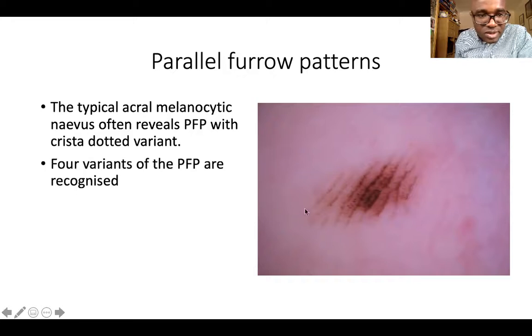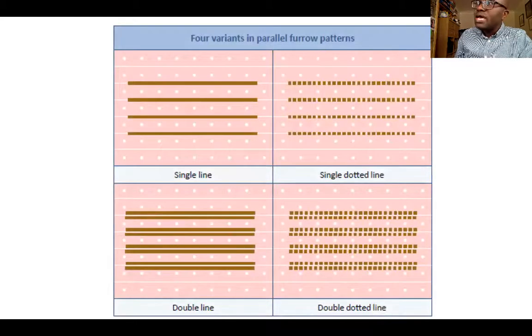Okay, and there are four variants of this because of the way of pressure distribution on the surfaces of the palm and the sole of the feet. You can see the parallel patterns in different ways. So it's either a single line parallel furrow pattern, or a dotted line parallel furrow pattern. You can have a double line parallel furrow pattern, or you can get a double dotted line parallel furrow pattern. Okay, so this is all parallel furrows, with different variants in the dot pigmentation.